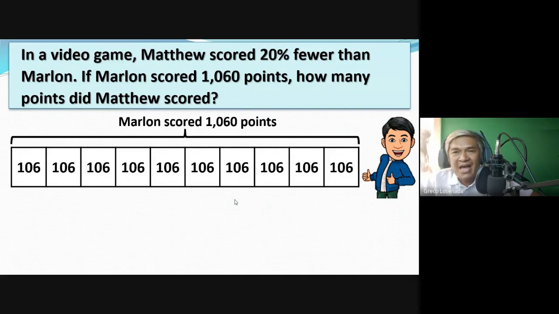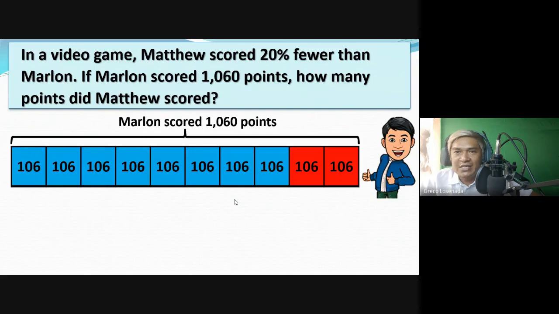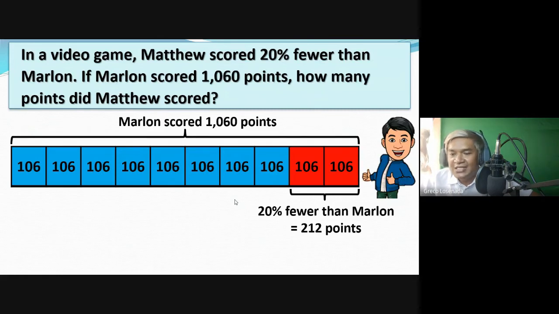Based on the problem, Matthew scored 20% fewer than Marlon. So that is 20%. How many blocks are equivalent to 20%? Yes, you are correct. That is equivalent to 2 blocks or boxes. So that is 20% fewer than the score of Marlon. So we need to remove 20% from the score of Marlon to get the score of Matthew. That is equivalent to 212 points. So the remaining boxes represent the score of Matthew.